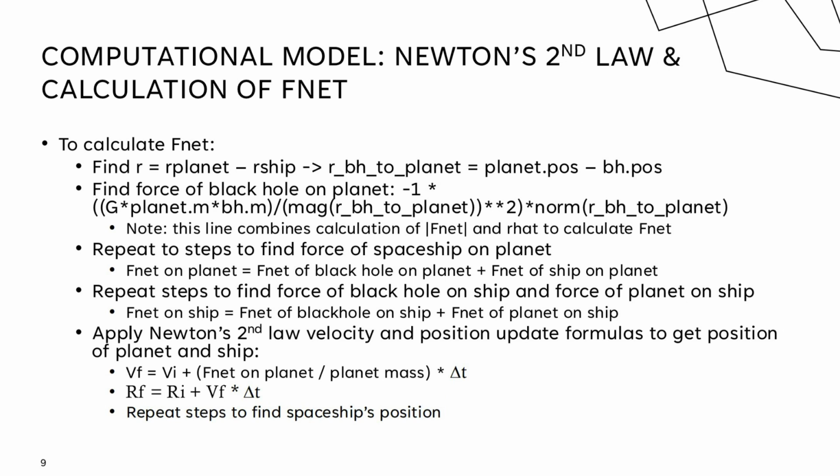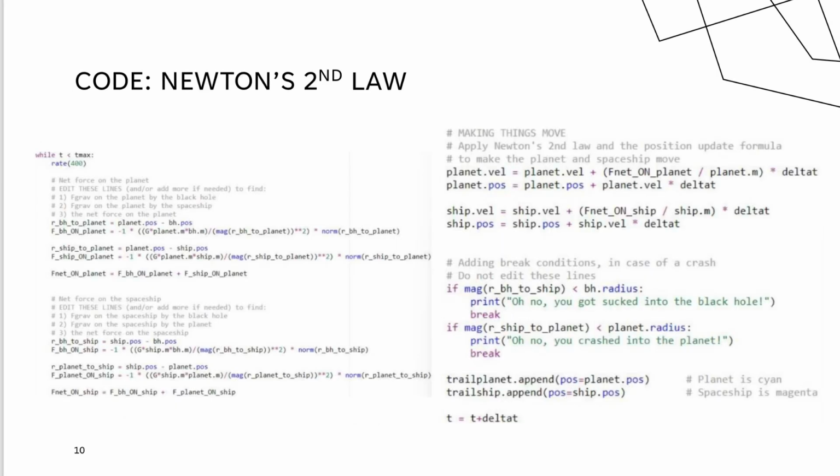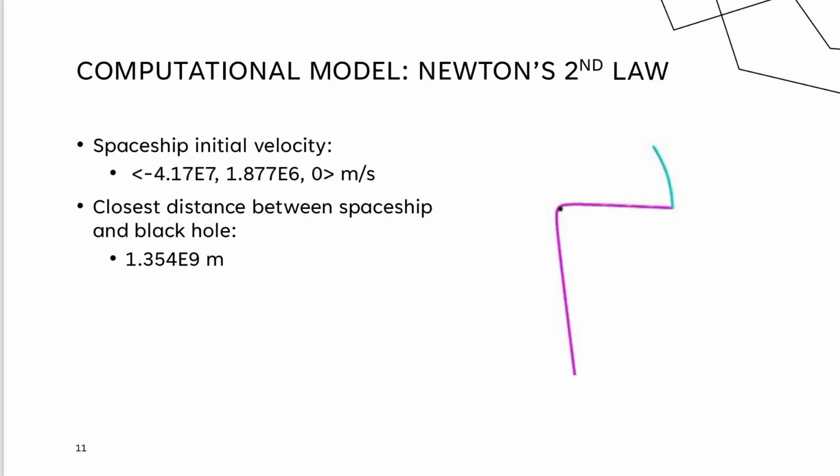And then to find the positions of both, we applied Newton's second law position and velocity update formulas to get those final positions. And this is those formulas translated into code. And so this is the computational model. The calculated initial velocity for the spaceship was negative 4.17 times 10 to the 7 for the x component, and 1.877 times 10 to the 6 for the y component, in meters per second. And the closest distance between the spaceship and the black hole was 1.354 times 10 to the 9 meters.